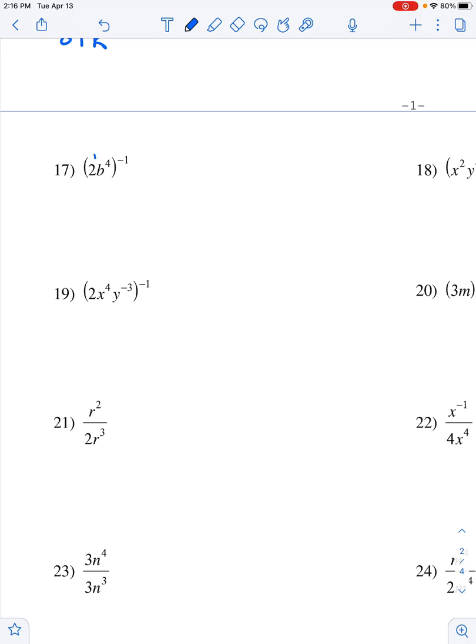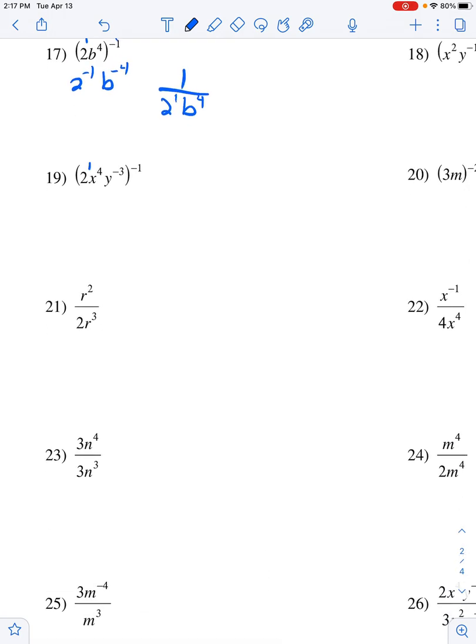Do the same thing here. Power to a power, so we multiply, so that'd be 2 to the negative first power, b to the negative fourth power. Okay, anytime I have negative exponents, both of those would flip, so it'd be 2 over 1, b to the fourth, and we'd have a 1 on top.